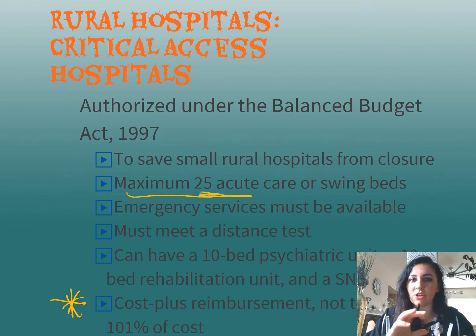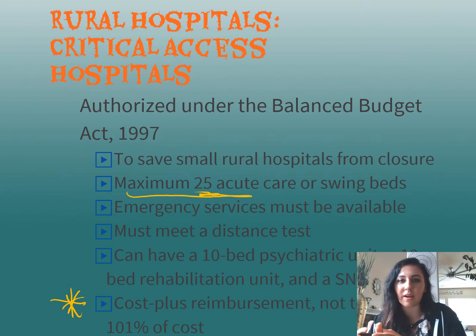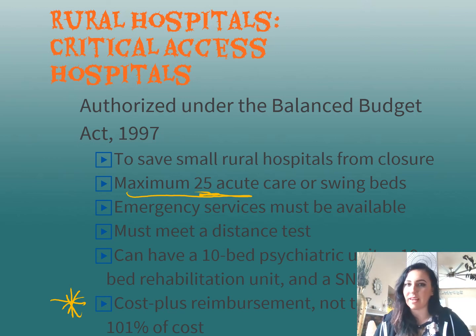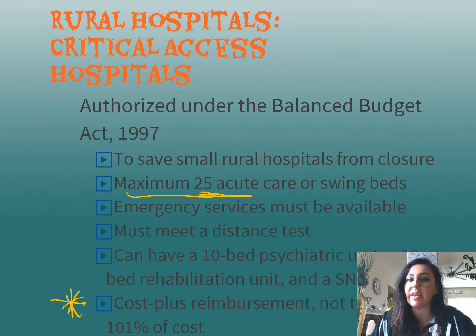Remember that whole shift going from cost plus to the prospective payment system? That caused so many hospitals to go out of business because now they couldn't make as much money from Medicare. Well, the government understood that certain hospitals struggled a whole lot more, and they didn't have very many choices.